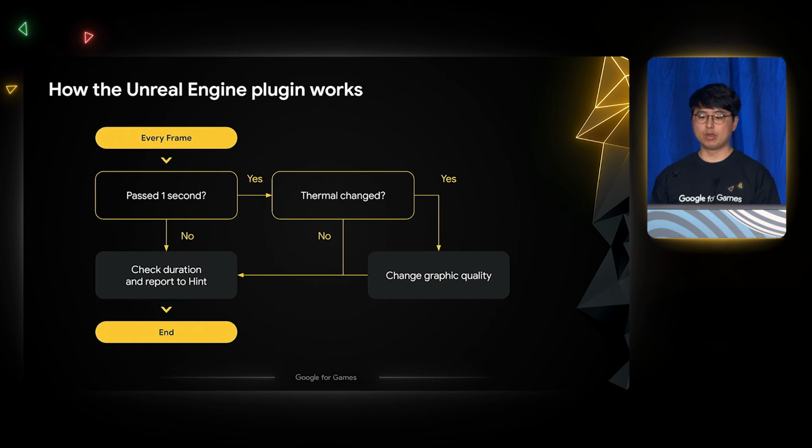Every frame, the plugin tracks the time elapsed since the previous thermal check. If at least 1 second has passed, it reads the current temperature and determines if a change in graphic quality is necessary. If so, the plugin adjusts the setting accordingly. And every frame, it reports target and actual duration to the Performance Hint API. It boosts the CPU frequency or makes better scheduling if needed.